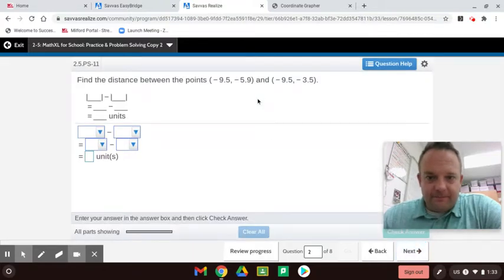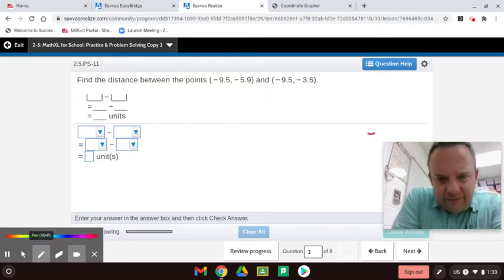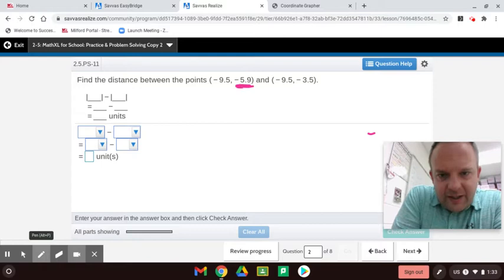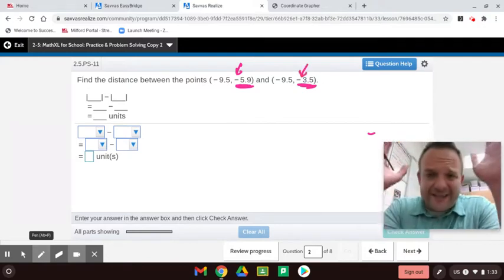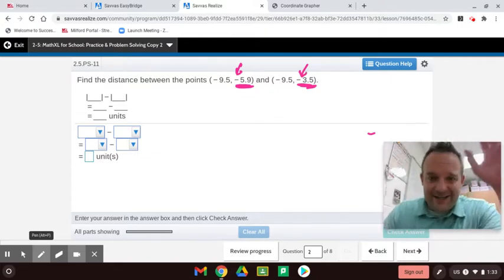All right. Look here, guys. See the x-coordinate, the negative 9.5 and the negative 9.5? Those are the same. Ignore those. I'm going to underline this to make a point here. These two are different, but I want you to notice something. You see that negative sign there? You see that negative sign there? Those signs are the same. When the signs are the same, you're going to subtract the absolute values.